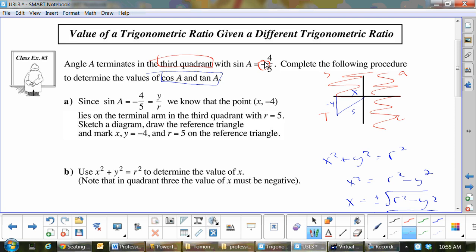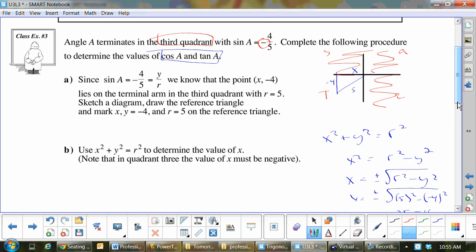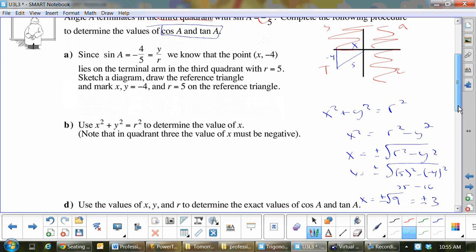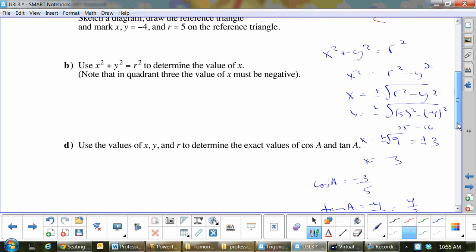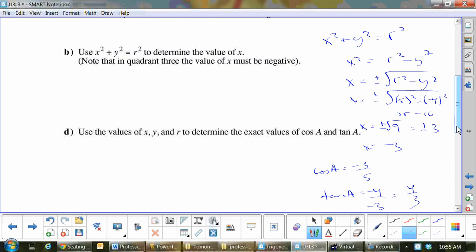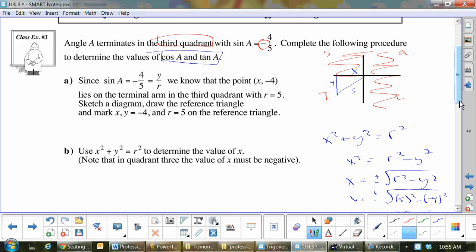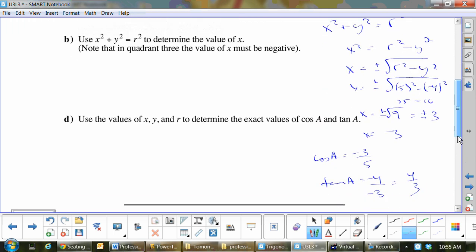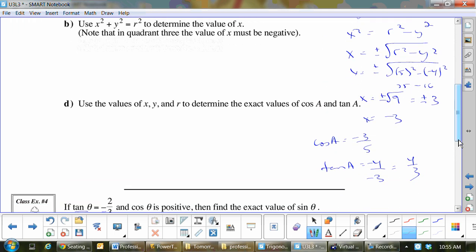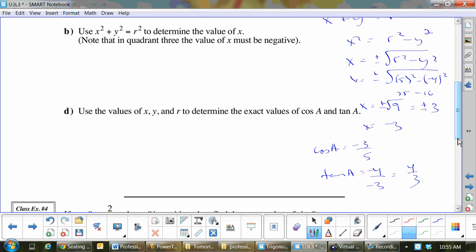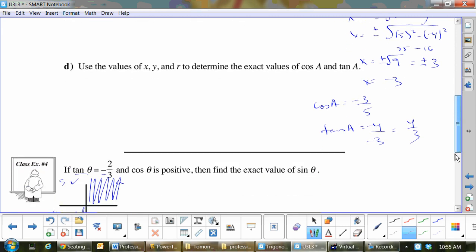Now I know that negative 4 belongs to the y because 5 has to be positive because it is the radius. Then I put it in, I need to solve for x, and I get plus or minus 3, and I picked minus 3 because it has to be that because it's in quadrant 3. And then I put negative 3 over 5 and negative 4 over negative 3, which is 4/3, showing tan is positive, and that's right in there.